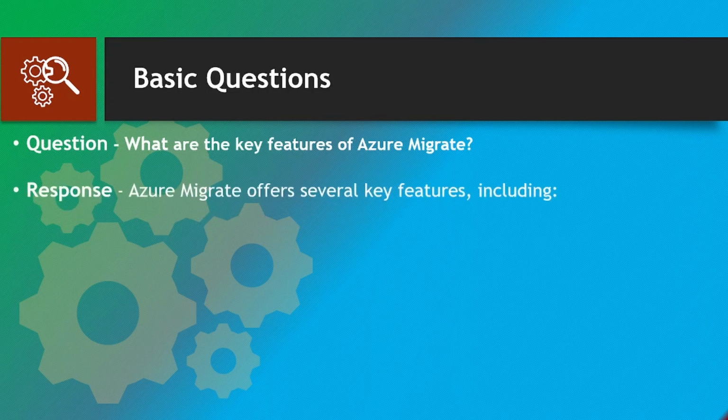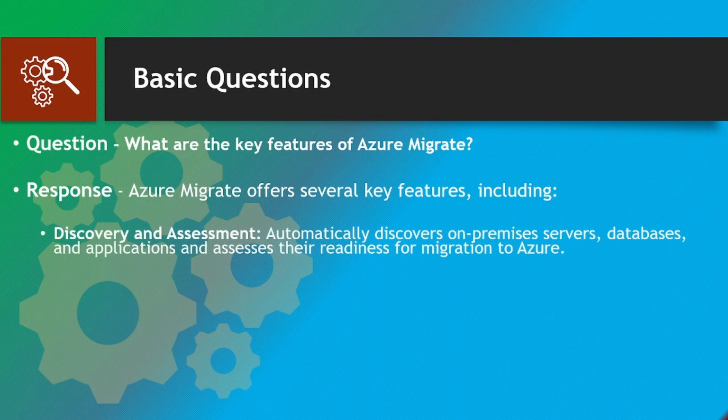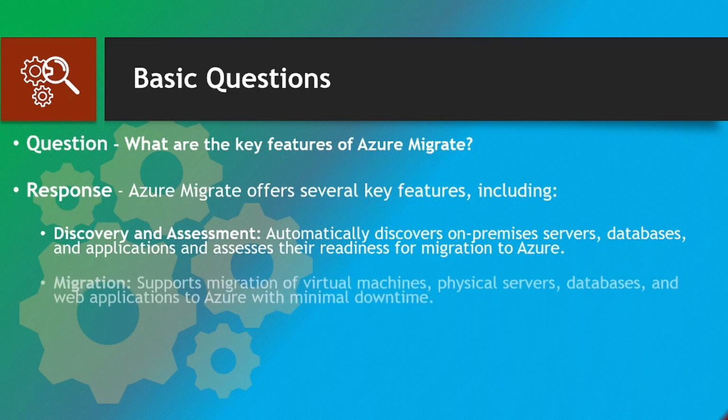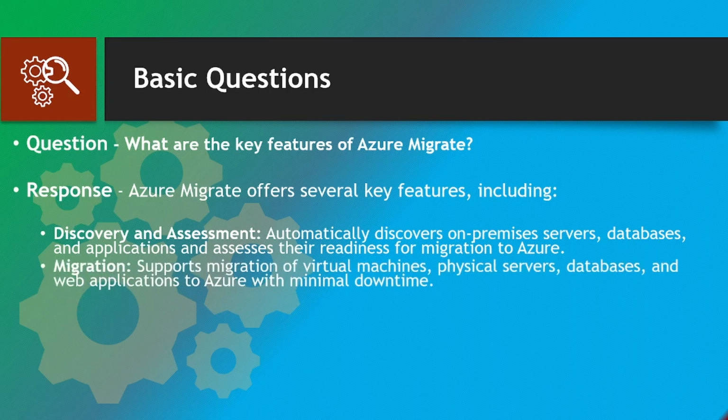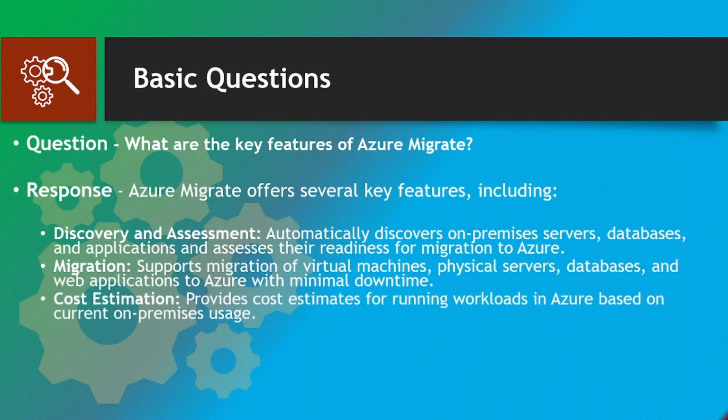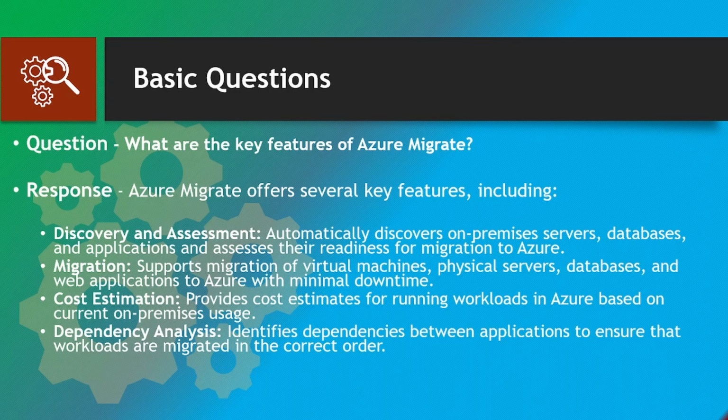Azure Migrate offers several key features. Discovery and assessment automatically discovers on-premises servers, databases, and applications and assesses their readiness for migration to Azure. Migration supports migration of virtual machines, physical servers, databases, and web applications to Azure with minimal downtime. Cost estimation provides cost estimates for running workloads in Azure based on the current on-premises usage. Dependency analysis identifies dependencies between applications to ensure that workloads are migrated in the correct order.